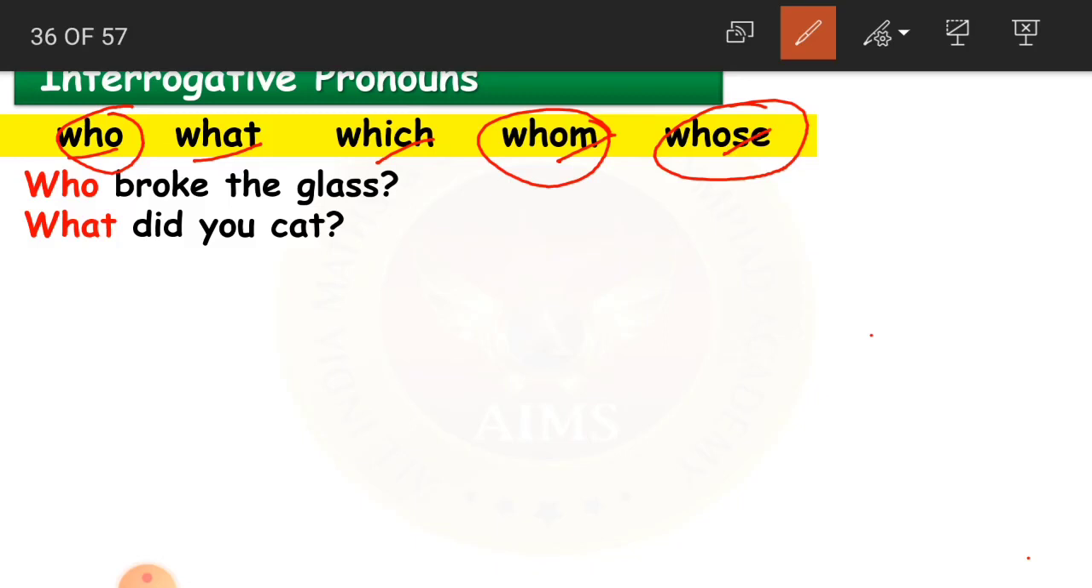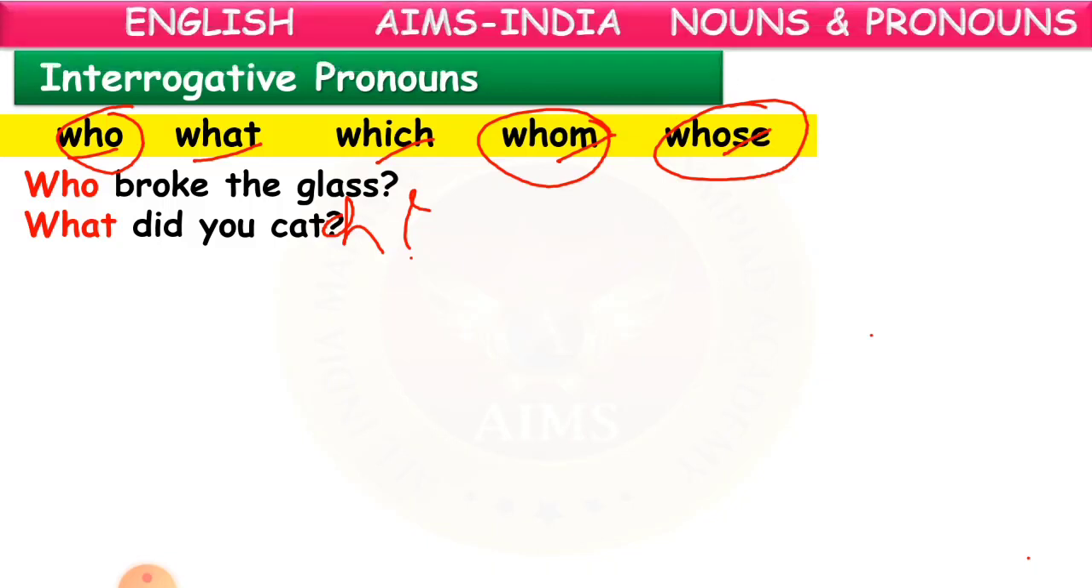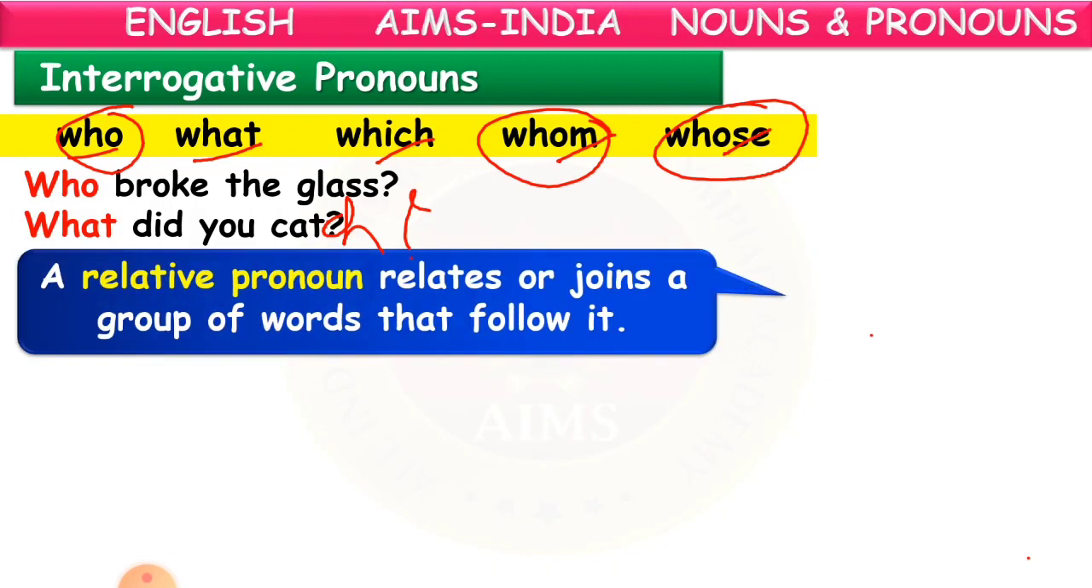Okay children, so what did you catch? This is "what did you catch?" I already said this yesterday also. Like this we have the interrogative pronouns. Children, clear? Who, what, which, whom and whose.